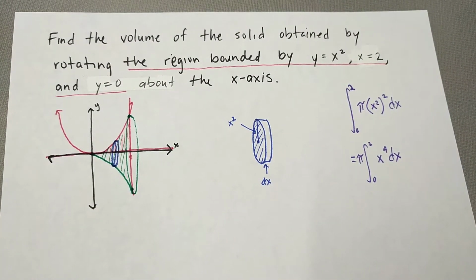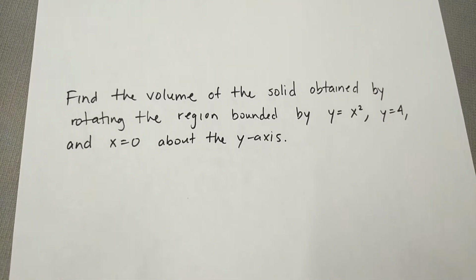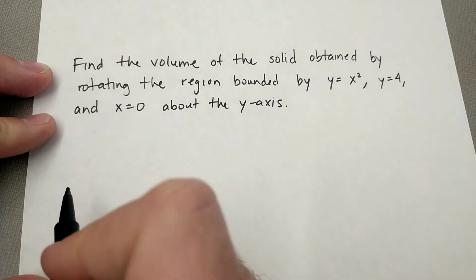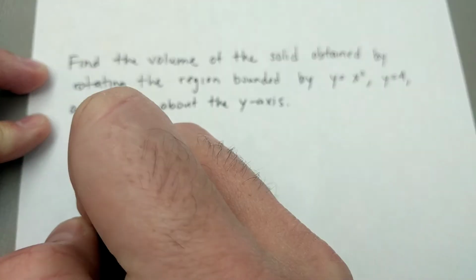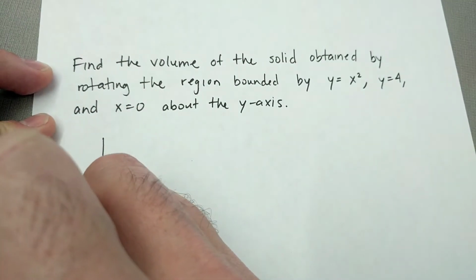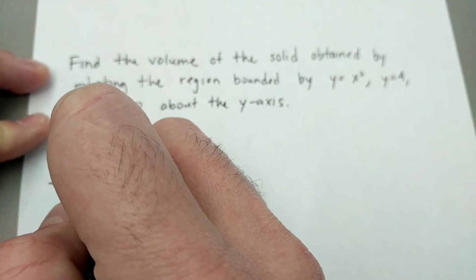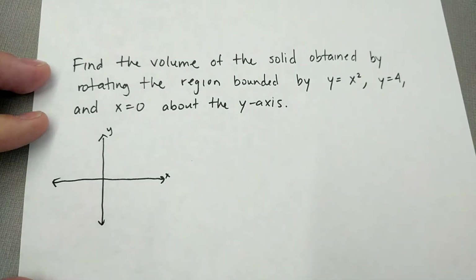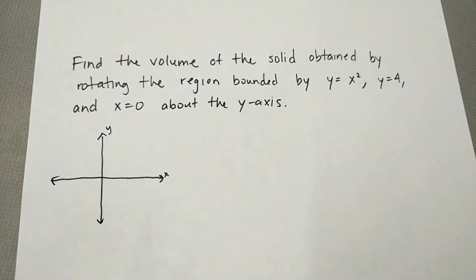So let's take a look at a similar but slightly different problem here. We want to find the volume of the solid obtained by rotating the region bounded by, this time, the same parabola, but then the horizontal line y equals 4, and x equals 0, and we're going to rotate it about the y-axis. The y-axis. Okay, so let's do that.